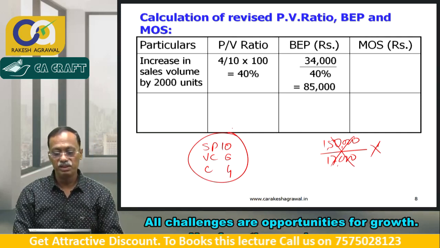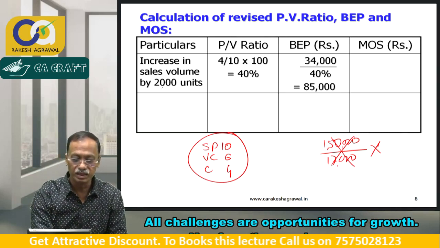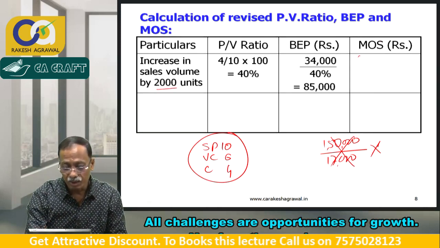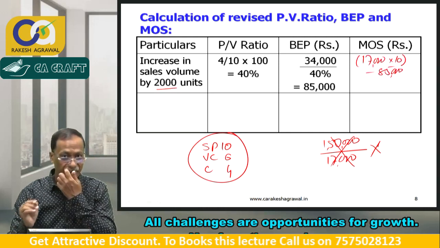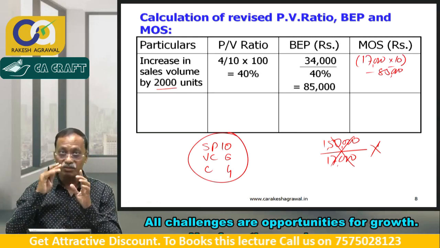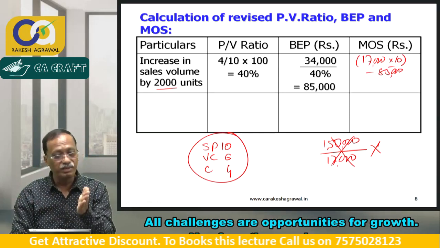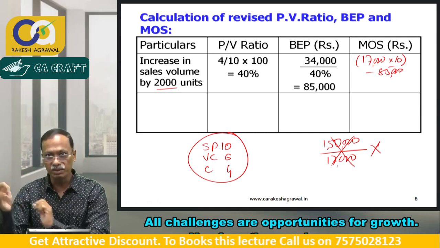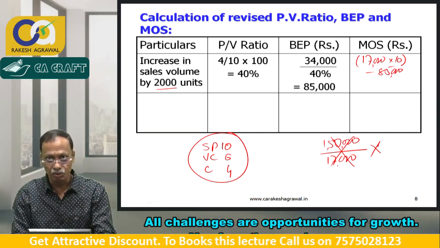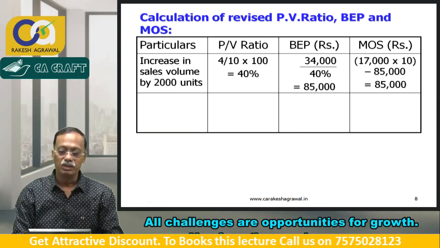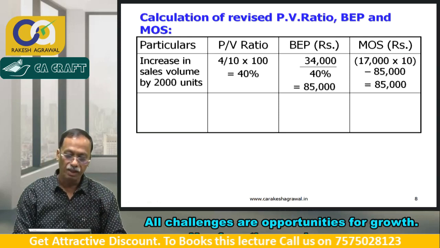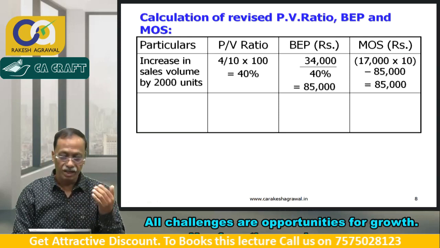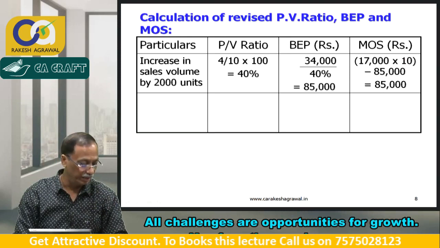However, margin of safety will change. Margin of safety will increase because your sales has increased. Now your sales is 17,000 units at the rate of 10 rupees and minus this 85,000 BP. Are you getting it? Your sales has gone up. Like if your actual score in the exam from 70 marks it becomes 80 marks, naturally your safety margin will go up if your actual score goes up from 70 to 80. So 17,000 units into 10 is your revised total sales minus BEP sales, and remaining is margin of safety sales, that is 85,000.